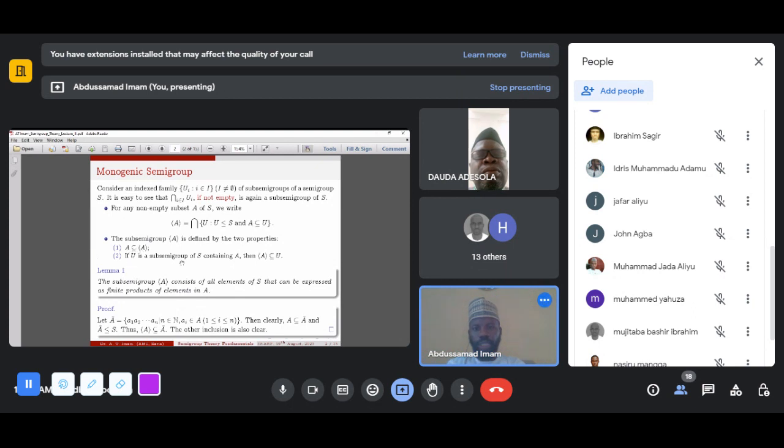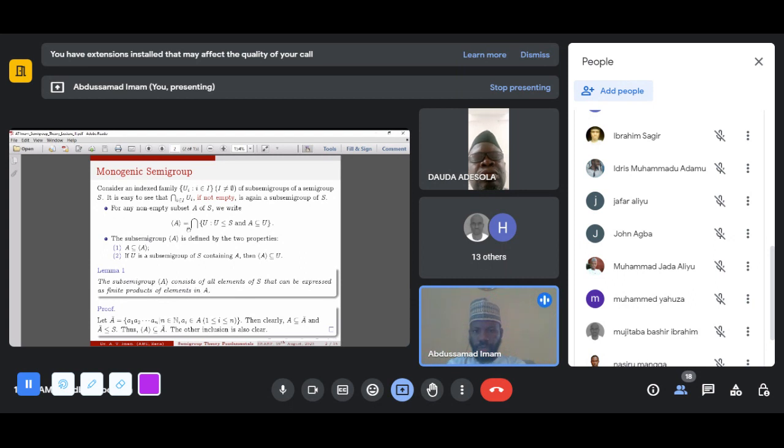And if U is any other sub-semigroup of S containing A, then the intersection will be contained in it, meaning this intersection of sub-semigroups containing A is the smallest sub-semigroup of the semigroup S containing A. And so these are the properties. It is the smallest sub-semigroup containing A. And it will also be easy to see that in Lemma 1 here, we present that this sub-semigroup consists of all elements of S that can be expressed as a finite product of elements in A.